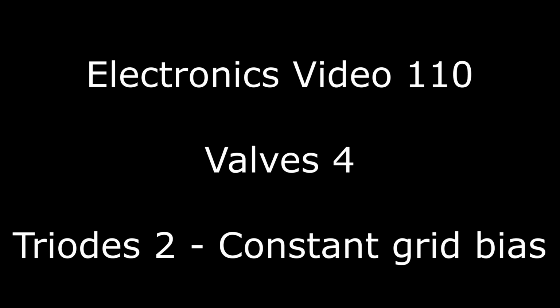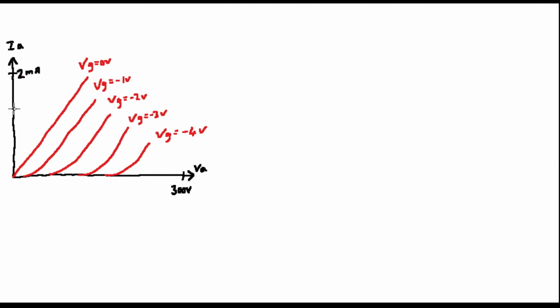Constant grid bias is analogous to constant gate bias in an FET, and you might like to review our videos about that before listening to this one. You can design triode amplifiers using similar rules of thumb to those that we used for FETs.